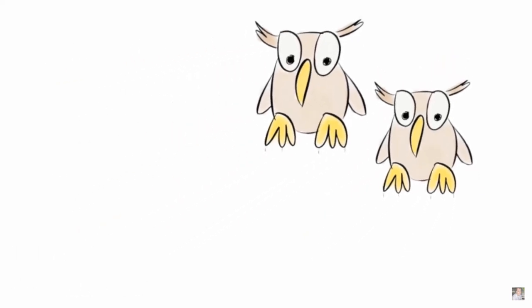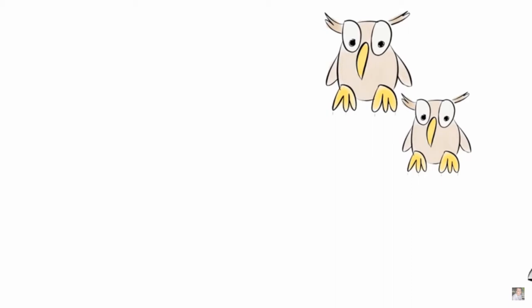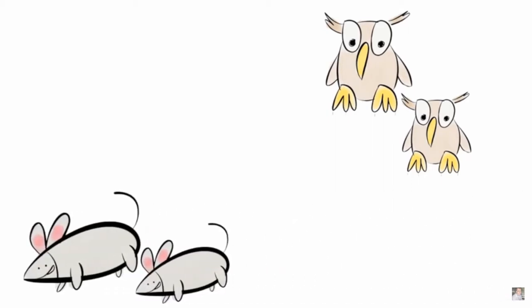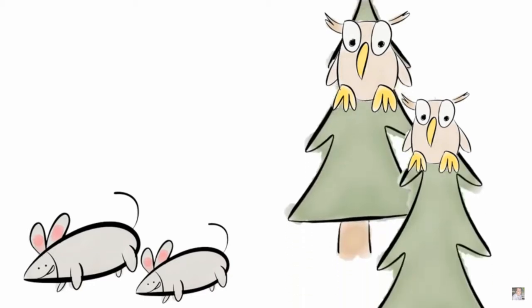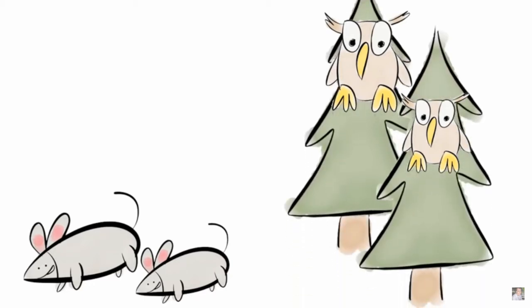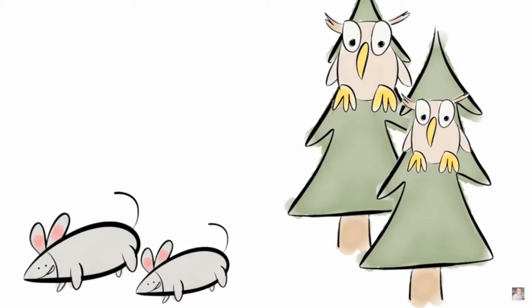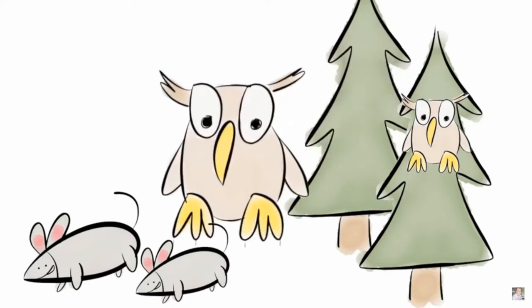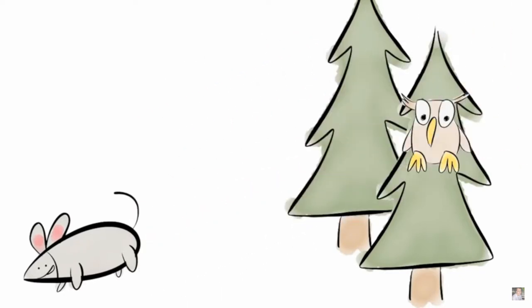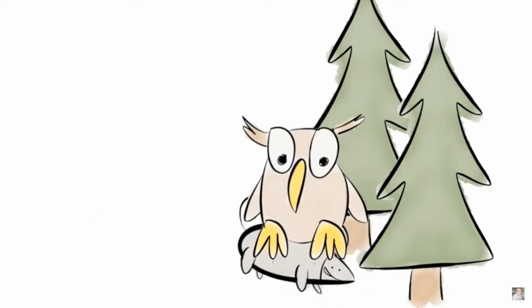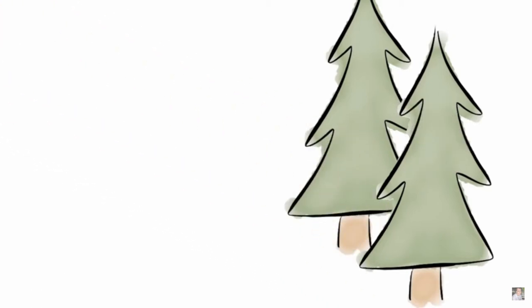Sometimes different populations live in the same area. For example, there could be a population of mice and a population of pine trees. Many populations in the same area are called a community. Within the community, populations interact. In the forest, a population of owls interact with mice. Owls hunt and kill mice as they obtain food they need to survive.